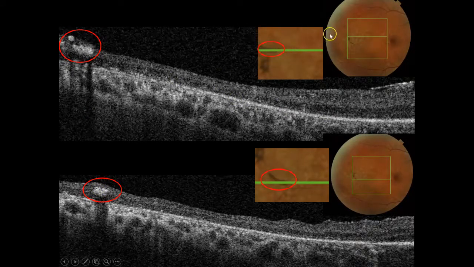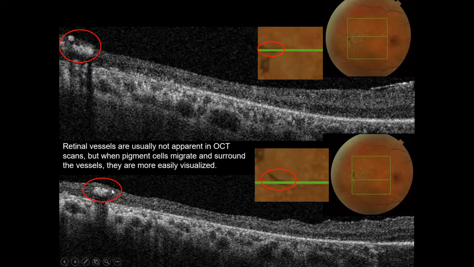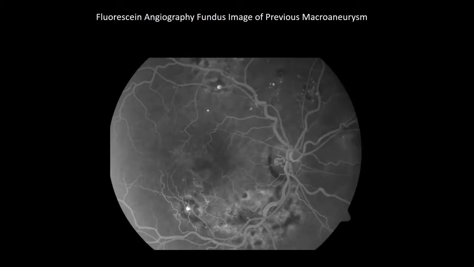Again, that pigment is actually a normal pigment that is migrated from the RPE through the neurosensory retina, winds up wrapping itself around the large vessels in the nerve fiber layer, and that's what it looks like clinically, and here's what it looks like on OCT. All these images are actually in Retina Revealed.